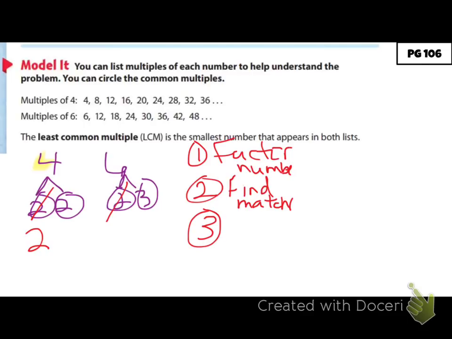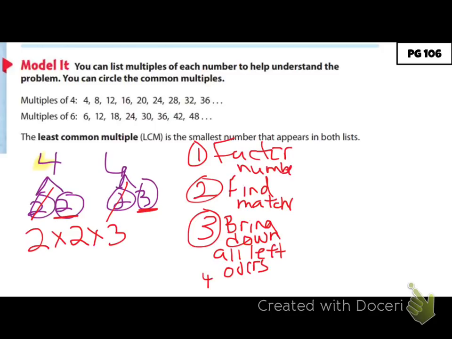But this is where least common multiple changes. You bring down all leftovers. Meaning, if it doesn't have a match, so for example, our 2 and our 3 do not have a match, you bring those down with this. And then you multiply. So, 2 times 2 is 4, 4 times 3 is 12. Our least common multiple, or our LCM, would be 12.